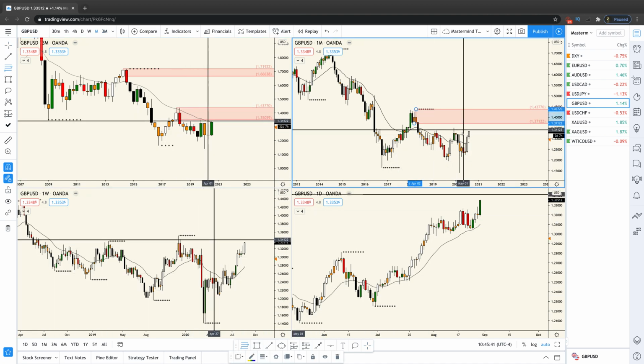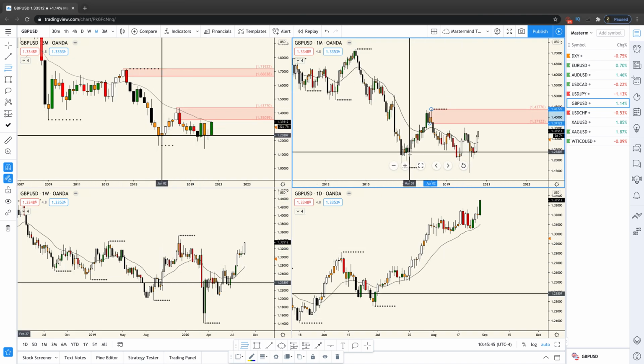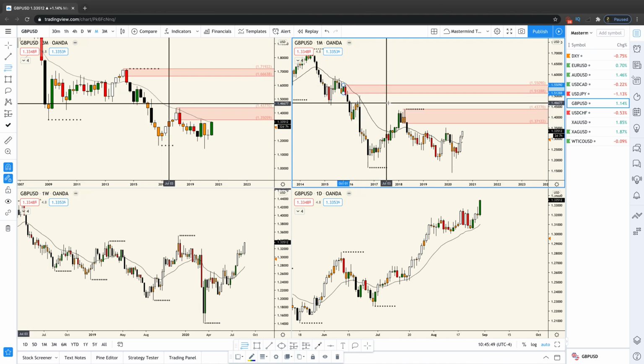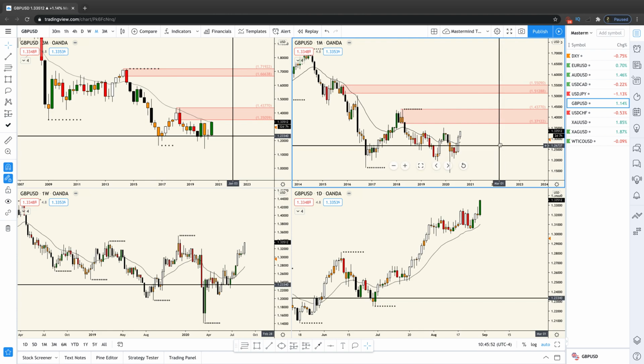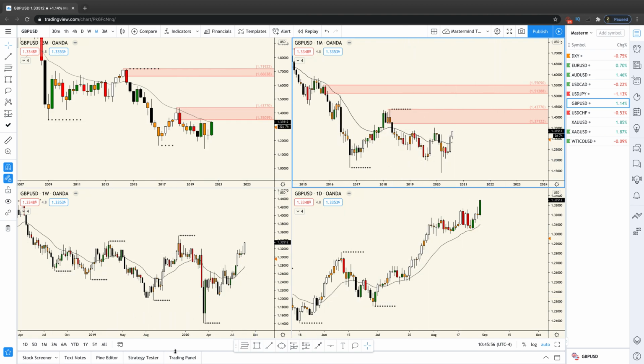Some sellers here. Look at this. As far as demand goes, it's just sloppy. I'm not gonna draw that out. As far as buyers go, I don't really see anything.